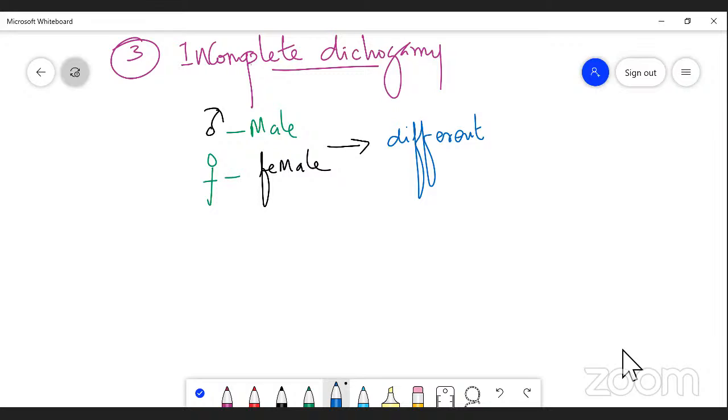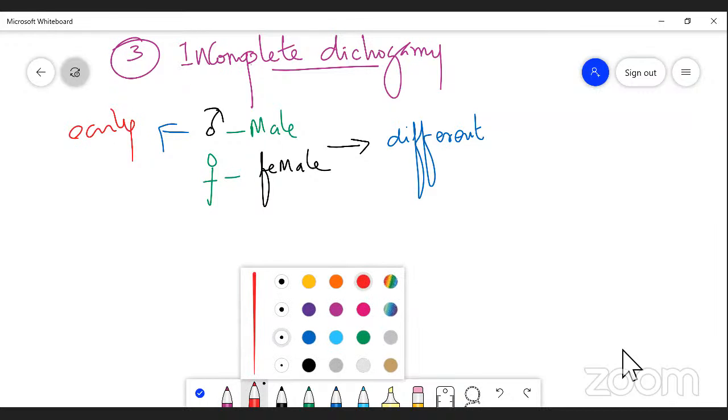I repeat once again. Both male flower and female flower may attain maturity at different times, right? That means if an androecium or male flower attains maturity very early, the female flower will take certain time to attain maturity. Such a manner is an incomplete dichogamy. It is the attaining of maturity by the male and the female flower at different times.